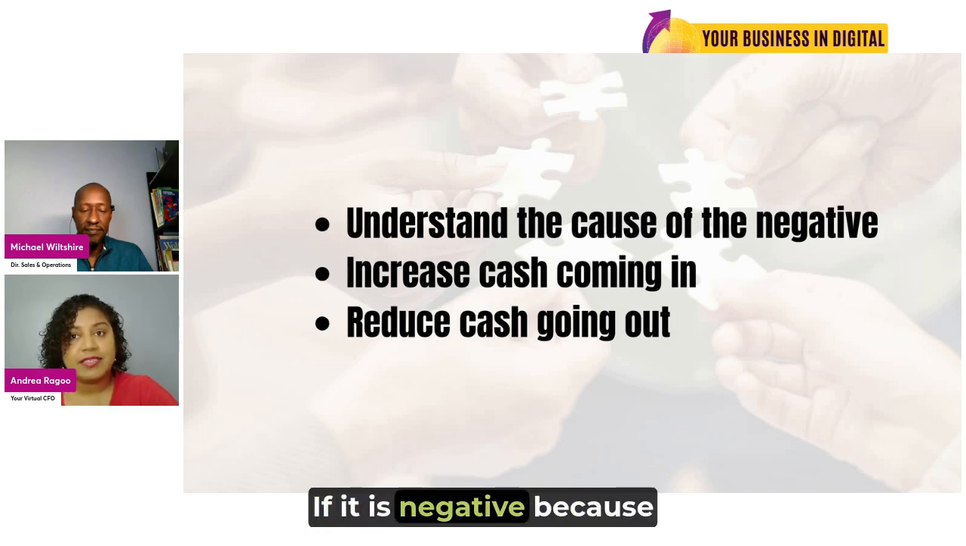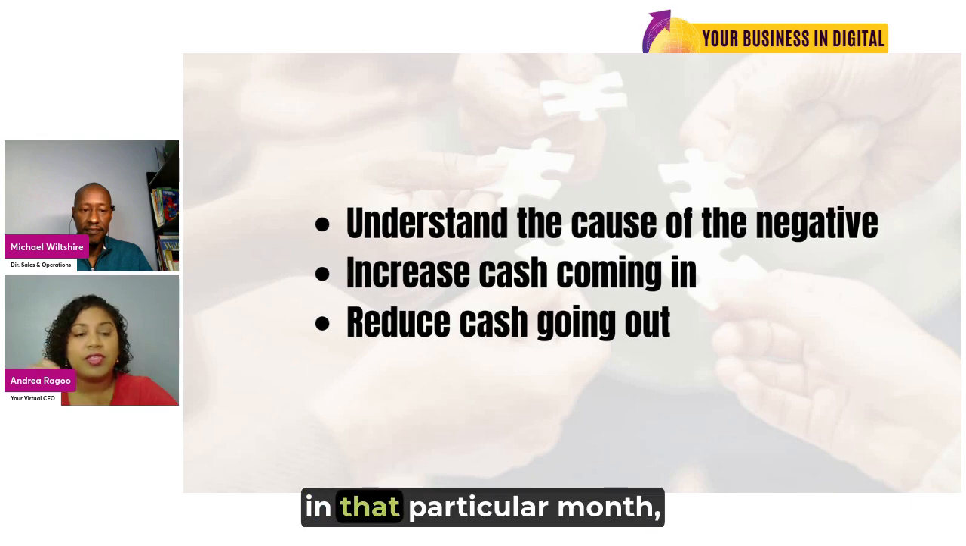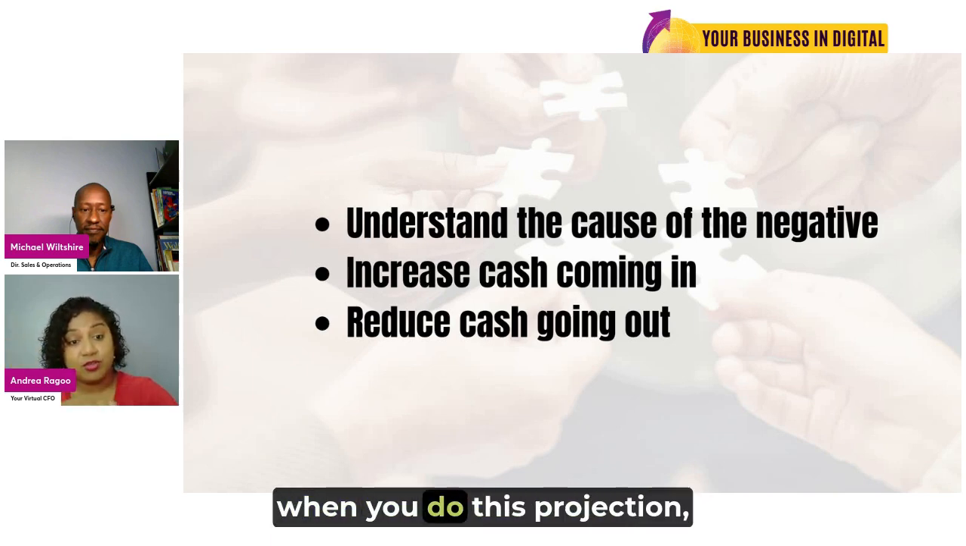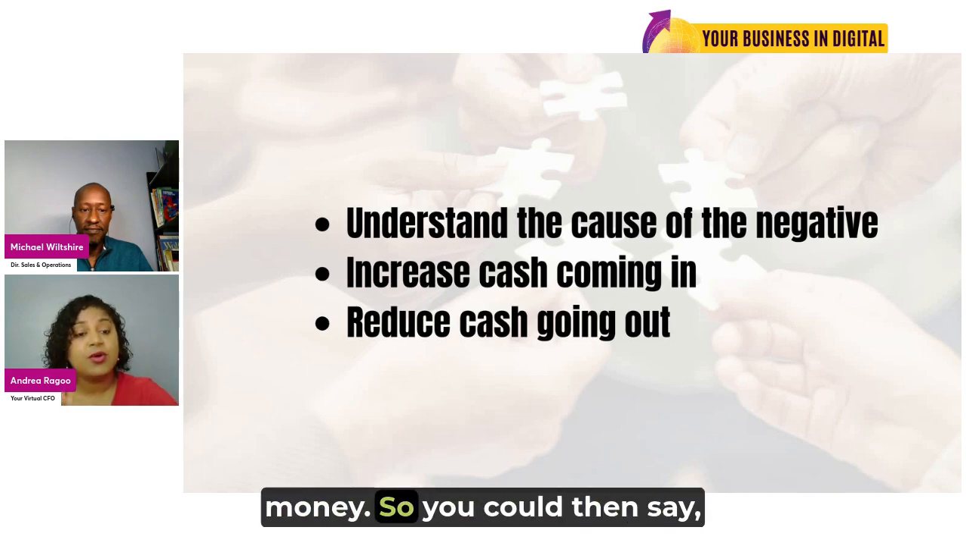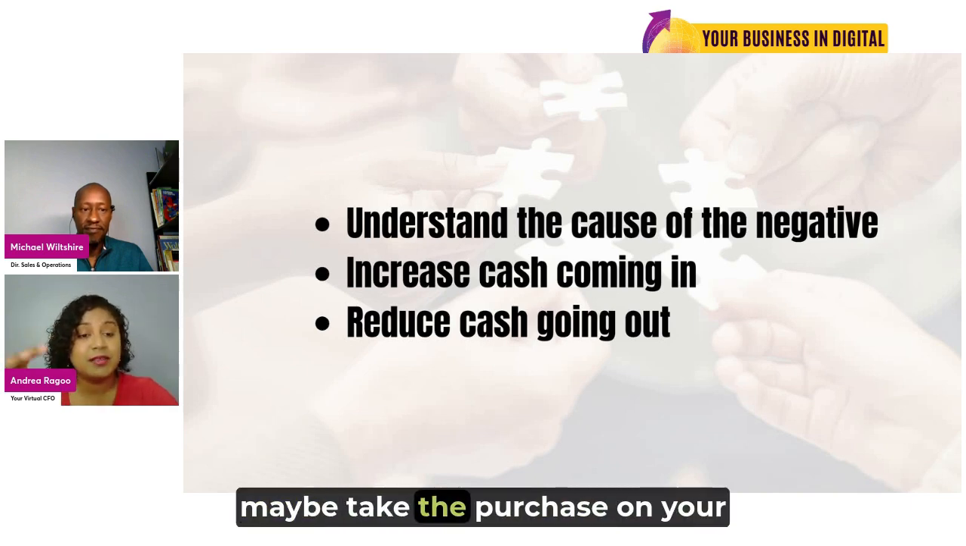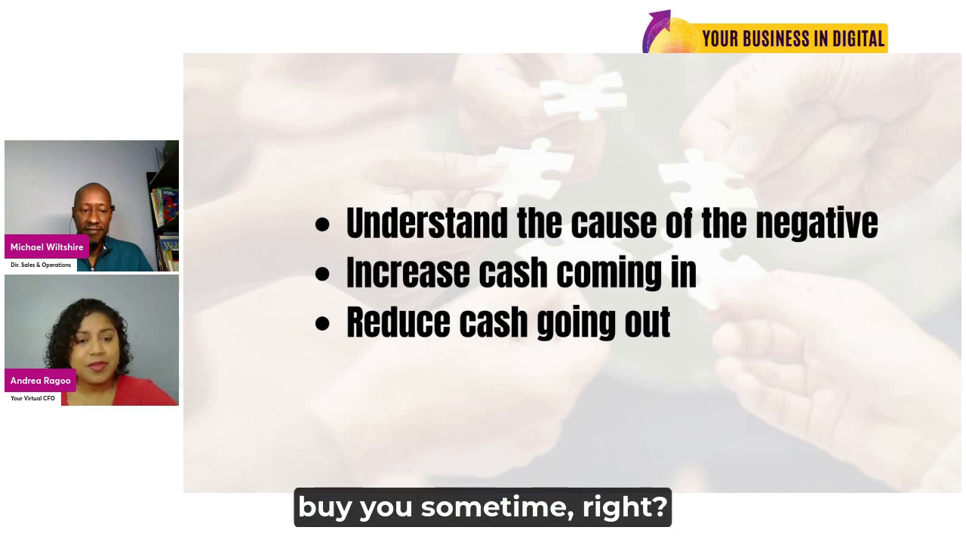If it is negative because you have one particular transaction, an outgoing transaction, and maybe it's major. Maybe in that particular month, you're projecting to purchase a new laptop, right? You say, well, I want to purchase this new laptop in this particular month. But when you do this projection, you realize, but if I do it in that month, I'm not going to have enough money. So you could then say, well, let's defer that purchase, or maybe take the purchase on your credit card so that the money doesn't come out right away. Buy you some time, right?